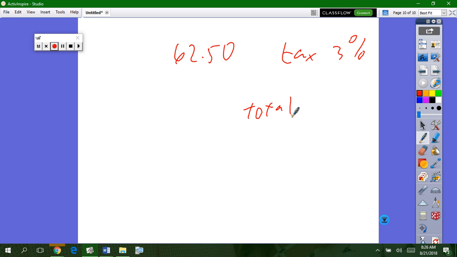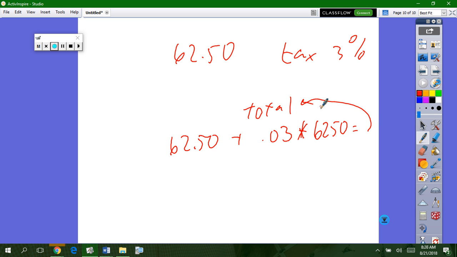So here's what I do. I take my $62.50, because no matter what, I'm going to be paying that. But then I add that to how much my tax is going to be, which is, how do I write 3%? 0.03 times 62.50 would be my total, right?